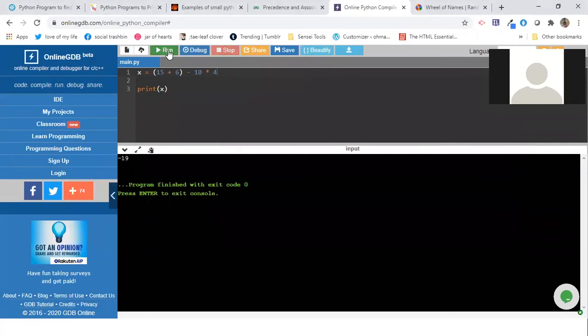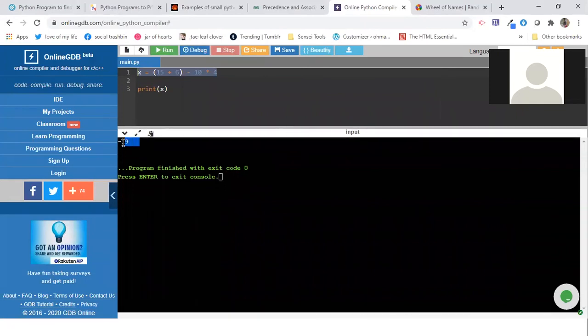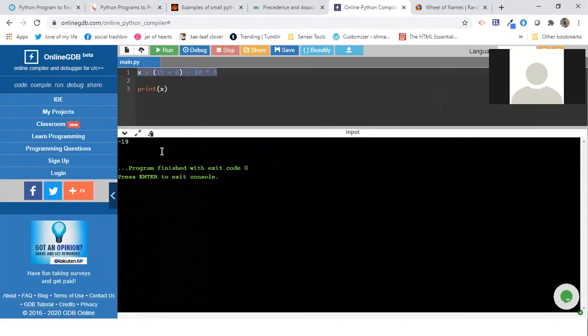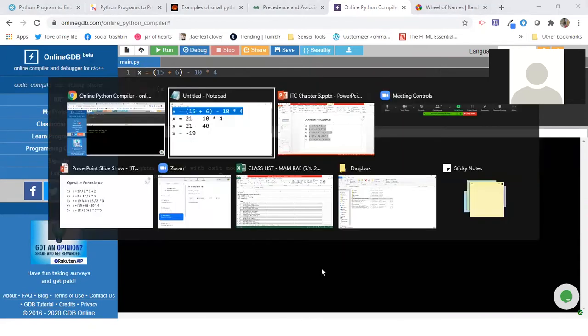Negative 19. Okay? So if hindi po negative 19 yung lumabas, either may mali yung program nyo or mali yung pagkaka-evaluate nyo. So ganun kasi yung pagpo-program. We know what to expect or we know what is the expected output and then we can validate. Ay, parang hindi dapat ito yung output niya. Either may mali yung program nyo or mali yung pagkaka-evaluate nyo or pagkaka-solve nyo.